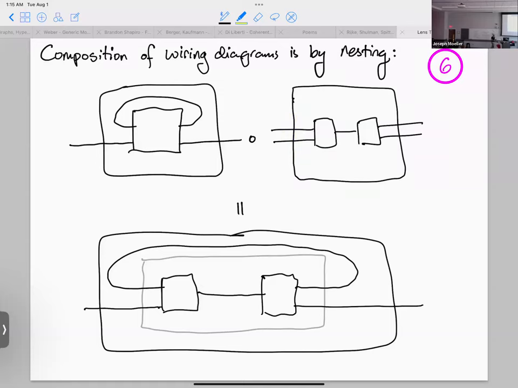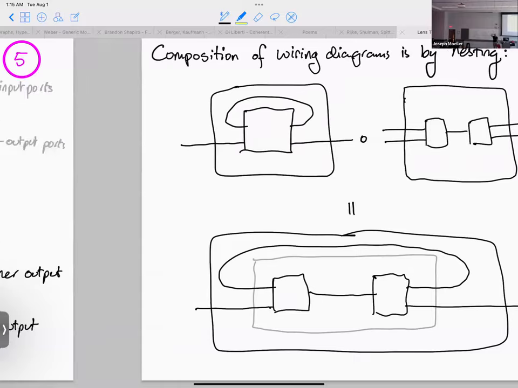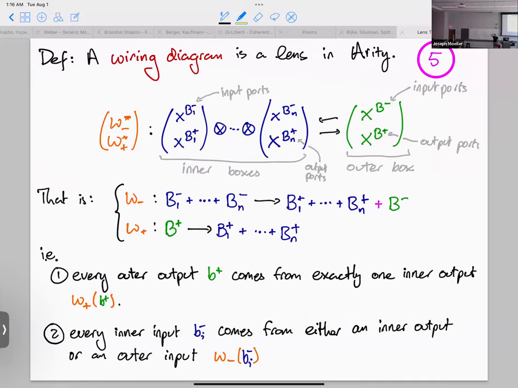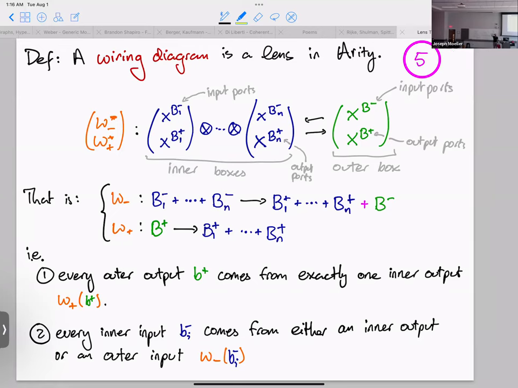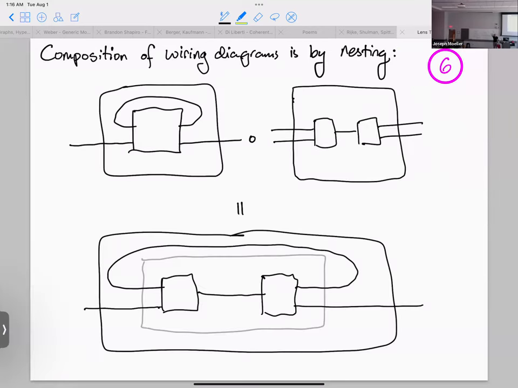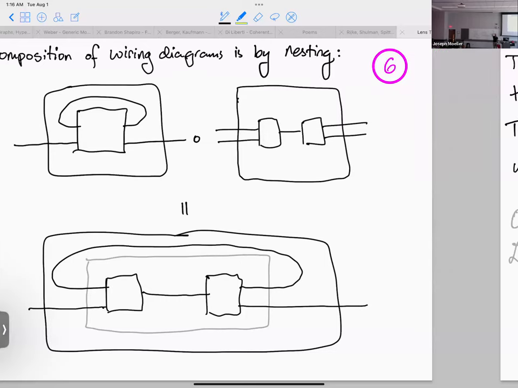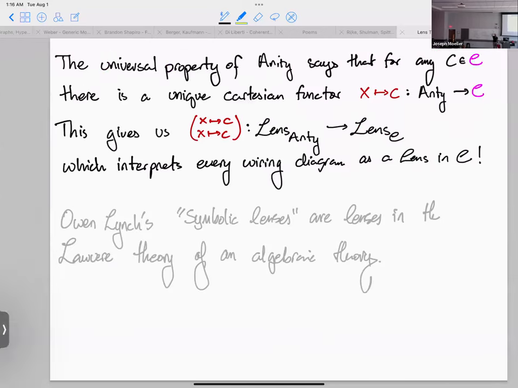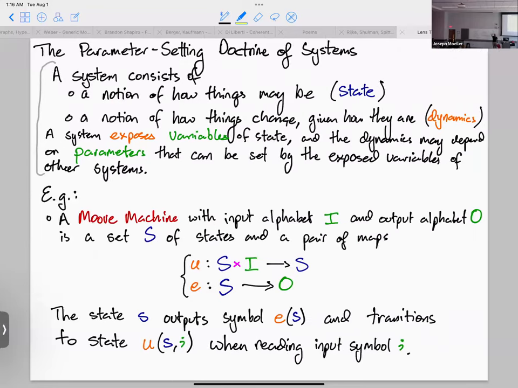What I want you to do is to write out these two wiring diagrams in this way, as these two functions on finite sets, and then compute the lens composite for them and check that it actually works. I'm pretty sure that's going to take us to the end of the time if we do that. So that's effectively the end of part one.